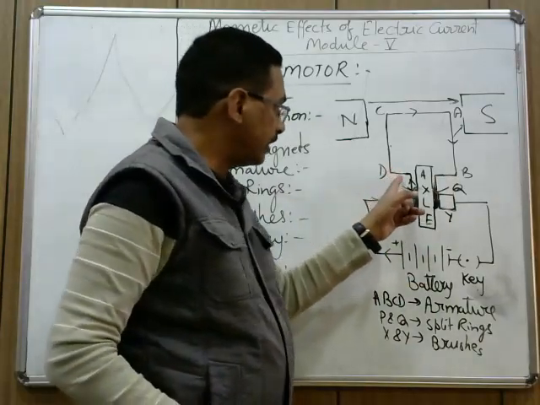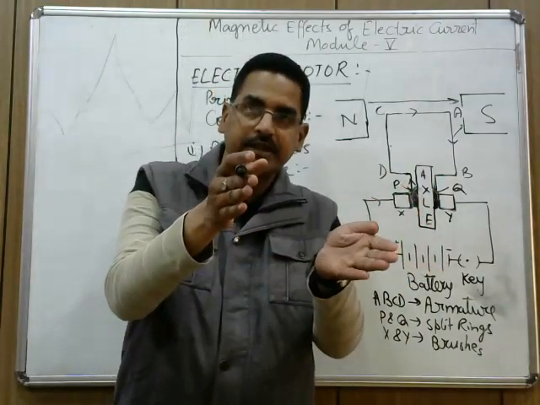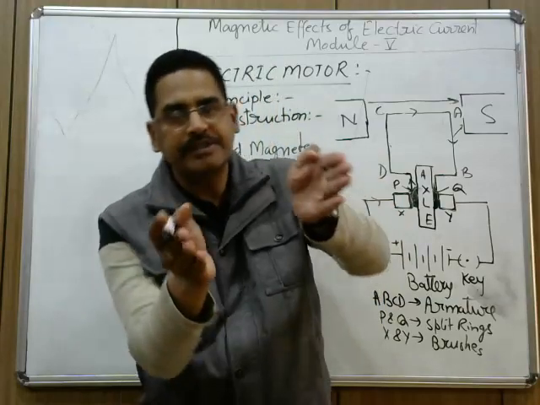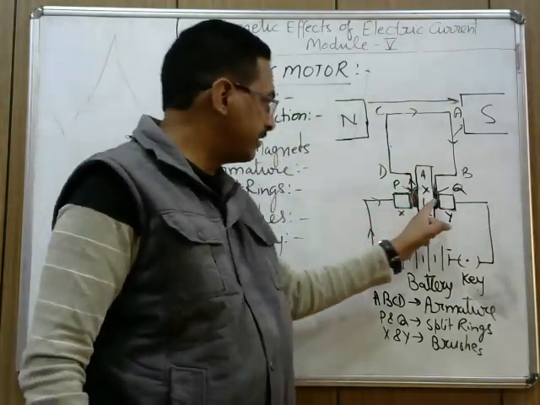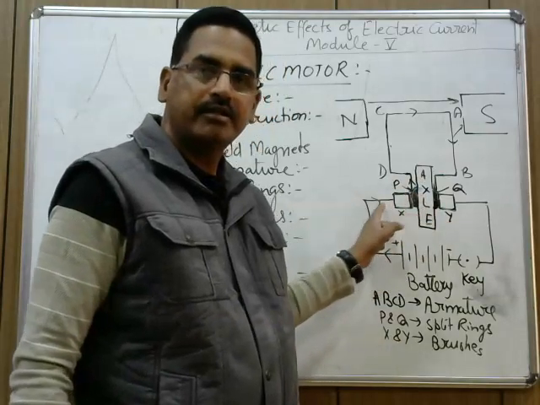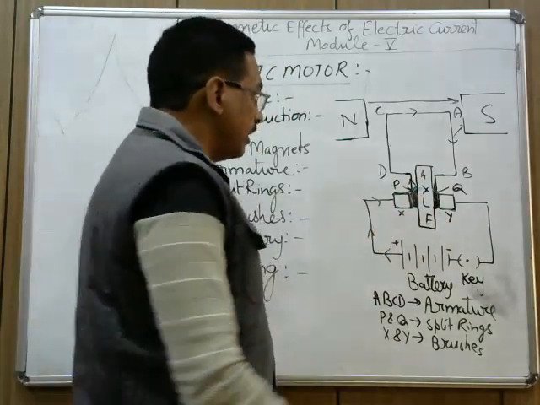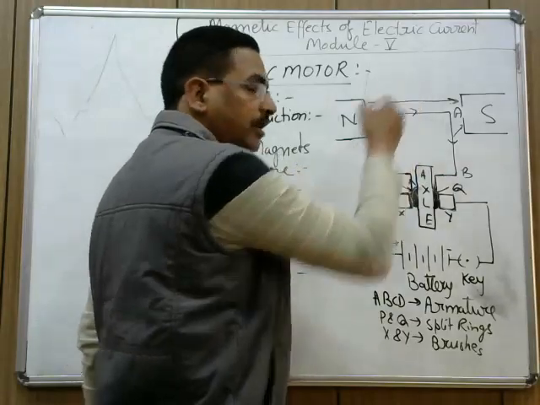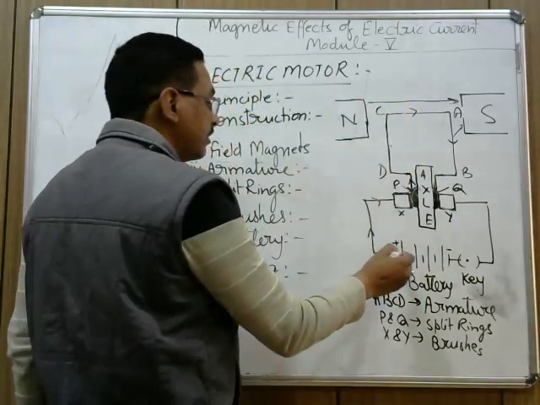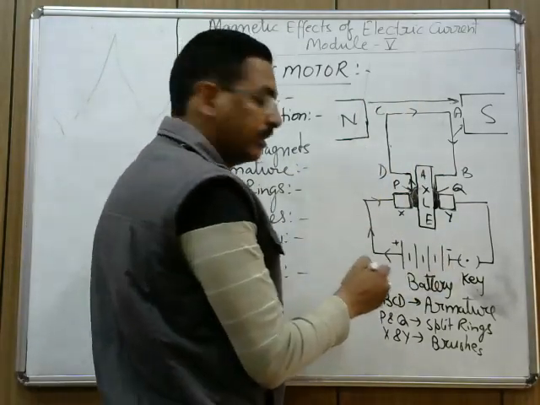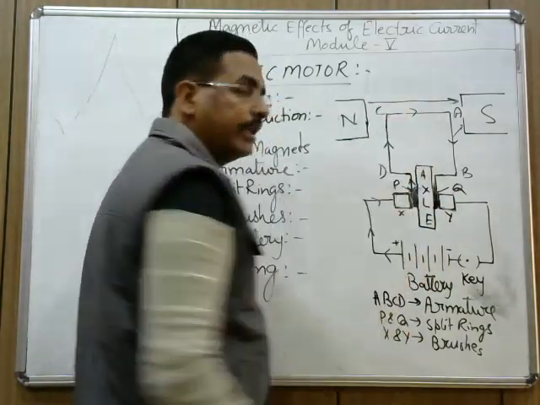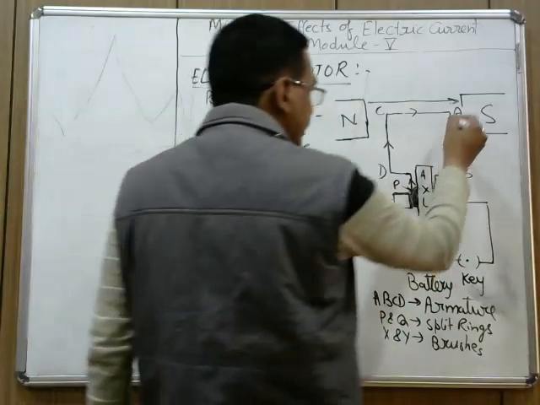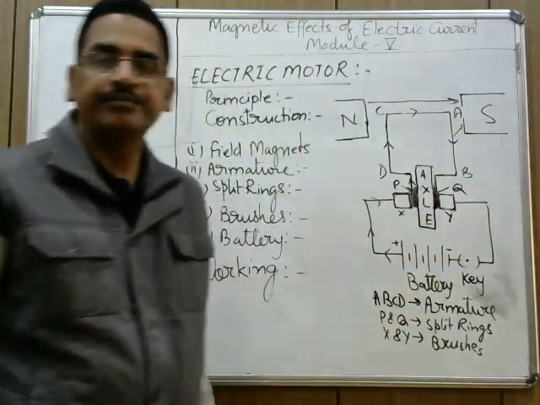Since I told you that these ends are connected to the slip rings, when the coil is moving, the slip rings are also moving along with the axle. So this slip ring has reached this point and this has reached this point. Now in AB, initially the current was flowing in the upward direction, but since the polarity of the battery is fixed, current is passing through. Now in CD it will be upward and in AB it will be downward.